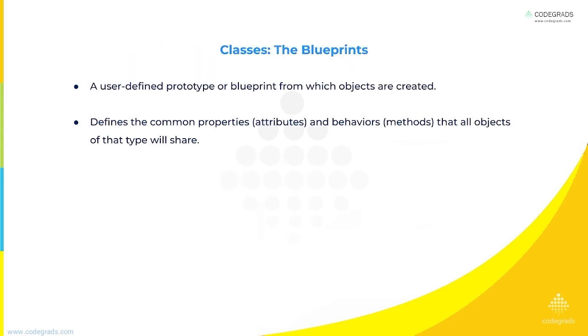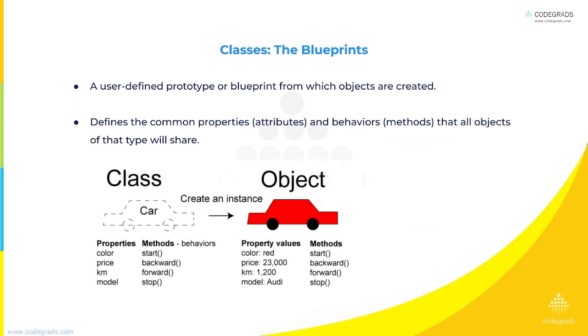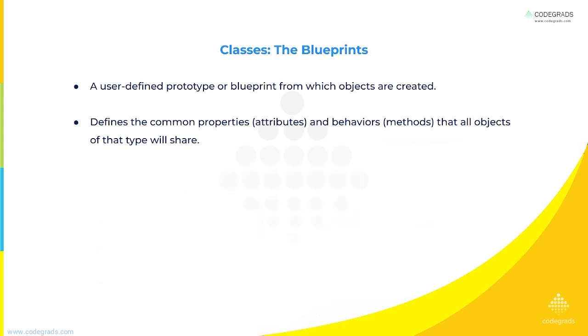Next is the class, that is the blueprint. A user-defined prototype or blueprint from which objects are created, and it defines the common properties, attributes, and behavior, methods, that all objects of that type will share. So a class is like a template for creating objects. It defines what properties, that is the attributes, and actions, that is the methods, the object will have. Now think of a class like a recipe.